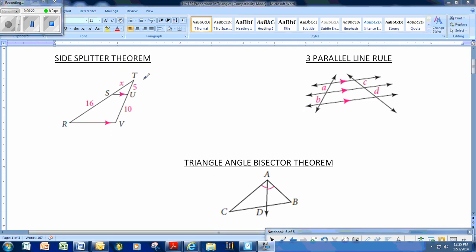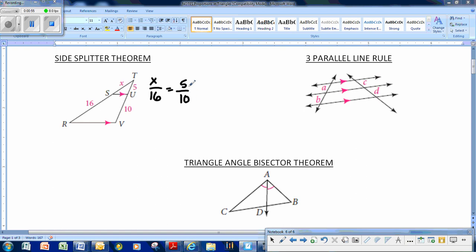What the Side-Splitter Theorem states is, if a line is parallel to one side of a triangle and it intersects the other two sides, then it divides those sides proportionally. So in this case, SU is parallel to RV, and SU is intersecting the other two sides of the triangle. So that means that these four pieces are proportional. So if I need to solve this proportion, I can set up my proportion x over 16 equals 5 over 10.